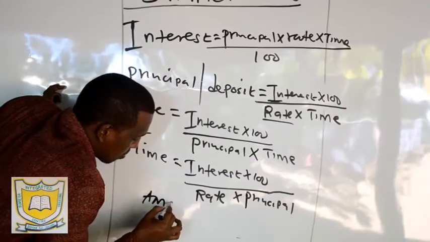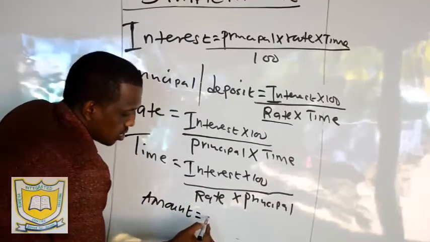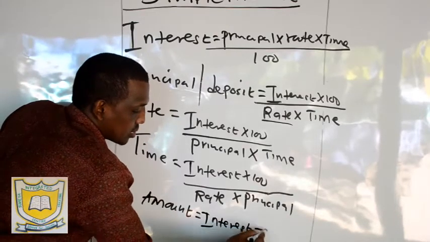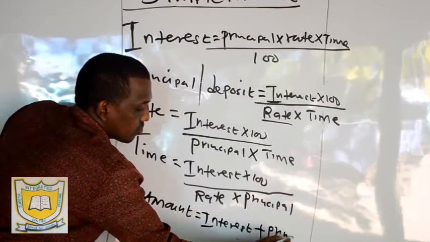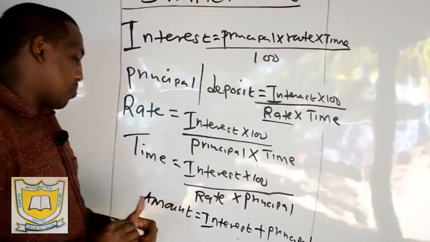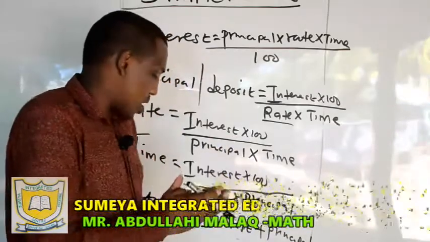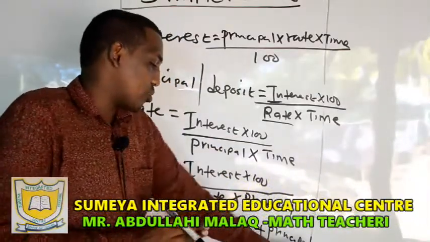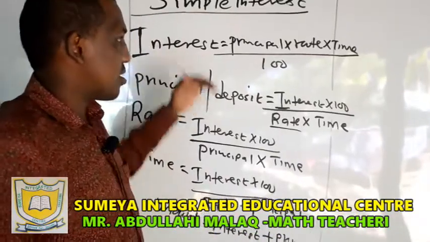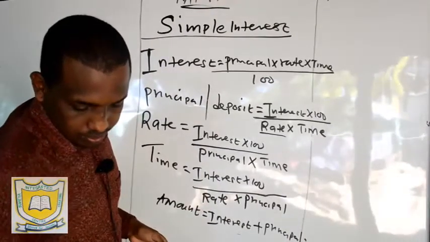How do we get the amount? Amount is equal to interest plus the principal. That is how we get amount. So you first get the interest, then you add the principal, and what you get is the amount. These formulas are very important. So let us see questions now.